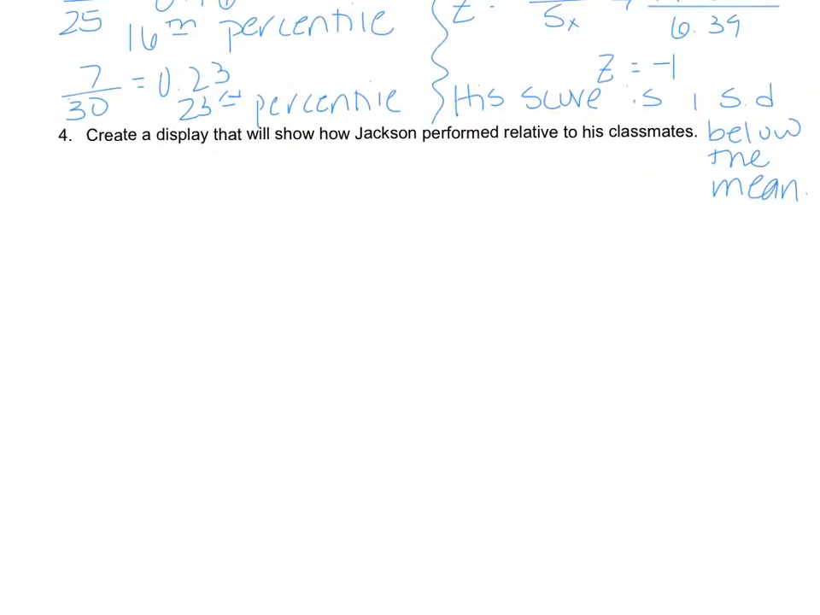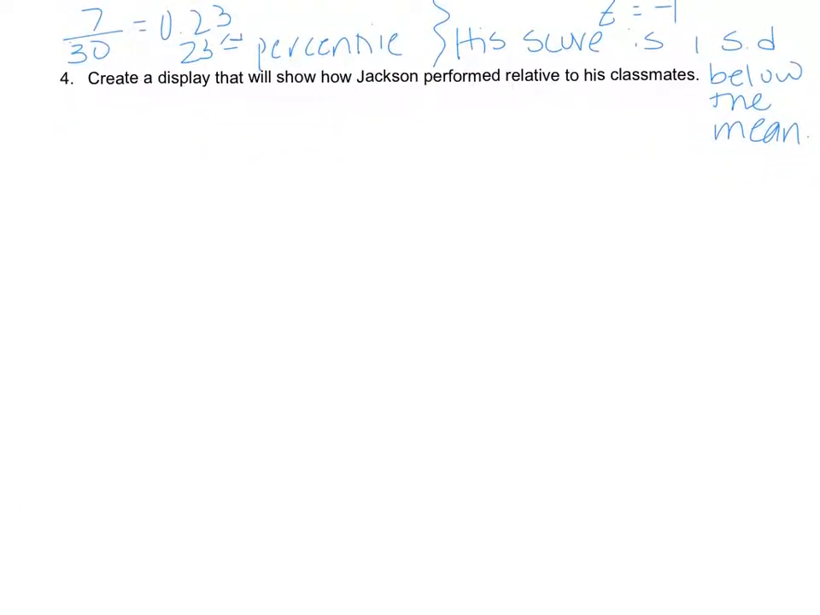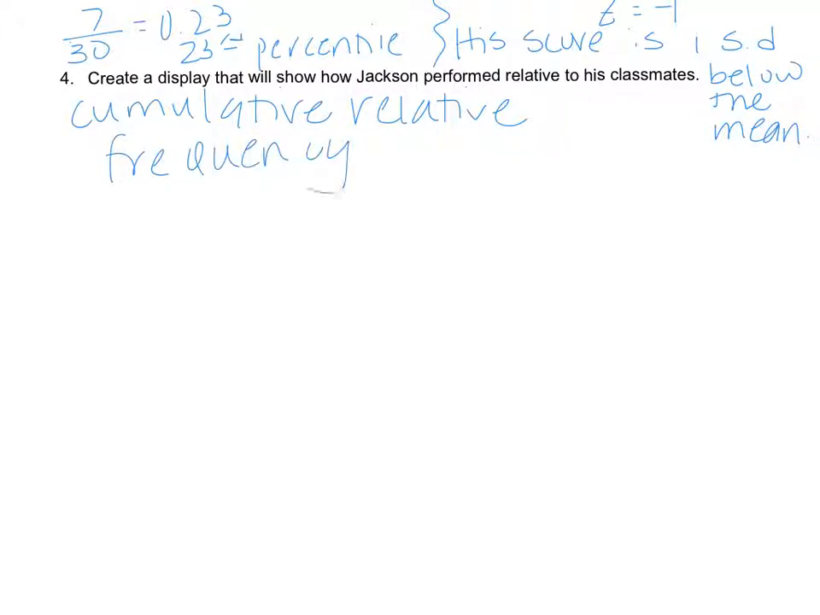All right, and then finally we want to look at something we could use in order to display how Jackson did compared to his peers. And so for this, what we can use is a cumulative relative frequency graph.